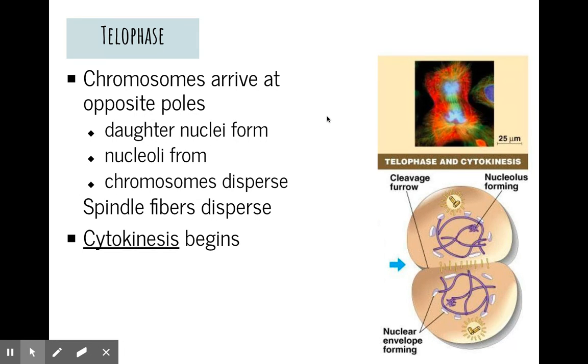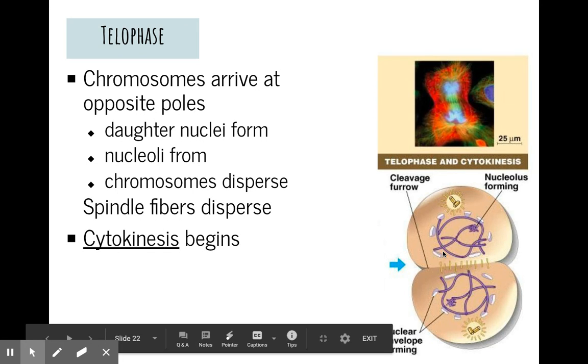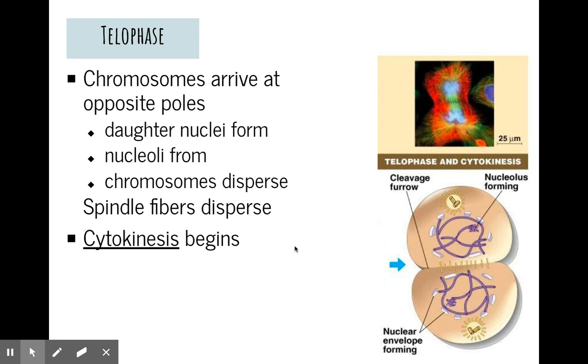Finally, during telophase, the chromosomes arrive at opposite poles, the daughter nuclei form, and the chromosomes start to disperse. The spindle fibers as well start to disperse, or they start to disappear, and then finally cytokinesis starts to begin. Now, as we see, these cells are still connected. So the cell's still connected. It has not completely been separated as of yet.